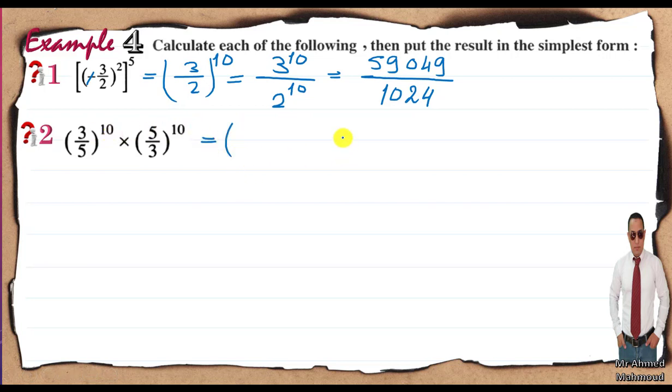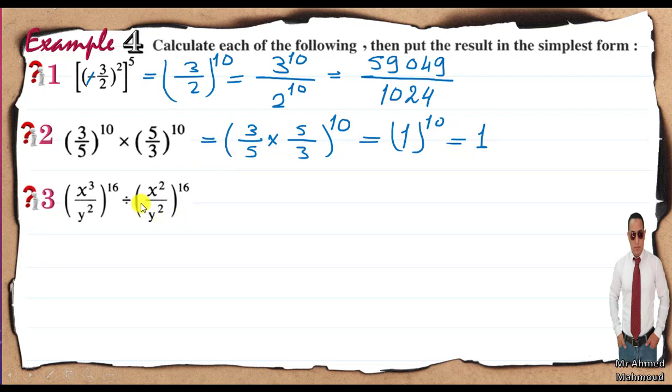Open one bracket like this, and outside the bracket I'm going to write power 10, and inside I'm going to write 3 over 5 times 5 over 3. Now because they have the same power, I'm going to take this power as a common power. Now it's easy to multiply 3 over 5 times 5 over 3. It equals 1. 1 all power of 10, and 1 power of 10 equals 1. Okay.